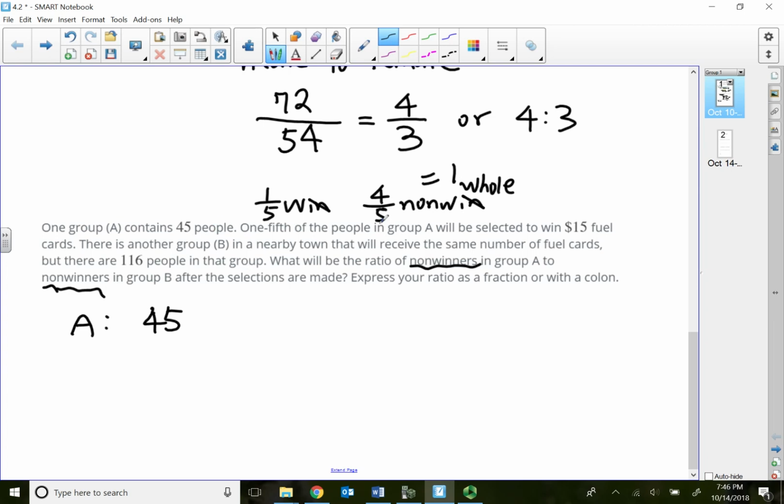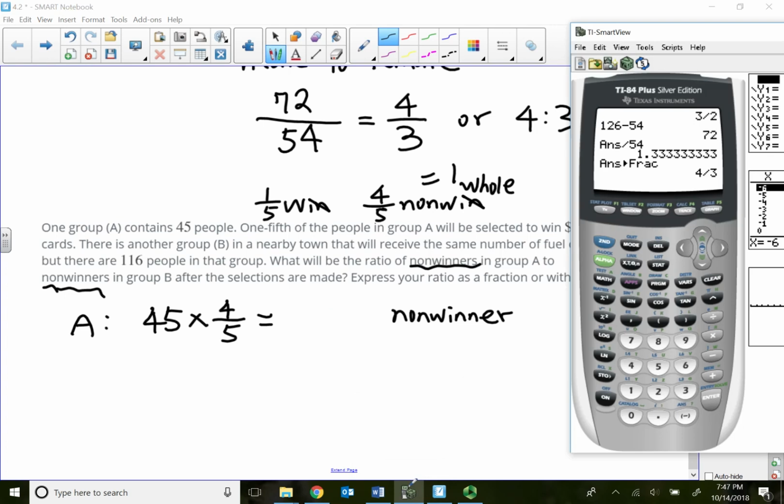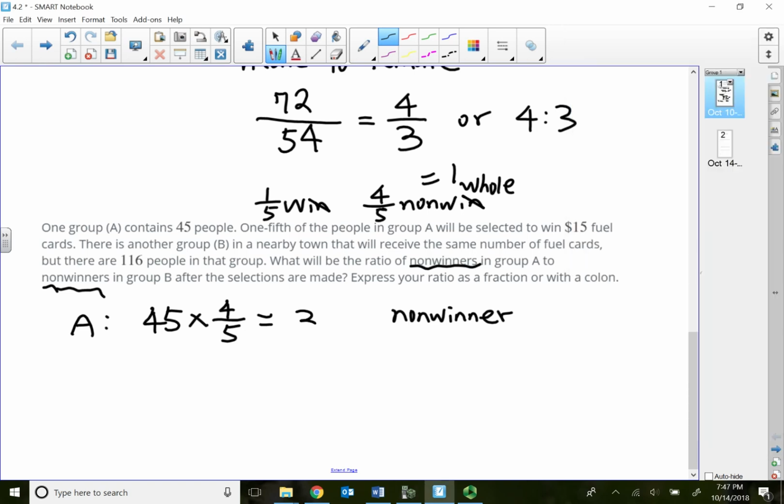So the quickest way to do this is take the 45 times the 4/5, which represents non-winners. So this answer will be for non-winners. The reason I'm doing it this way is it's a lot quicker to figure out the non-winners. If I take 45 times 4 over 5, that tells me there are 36 non-winners.